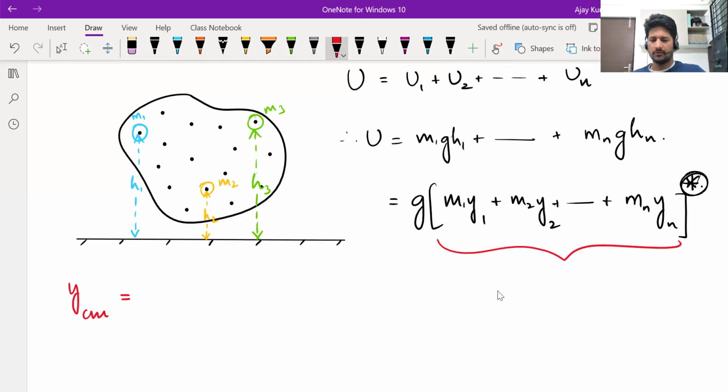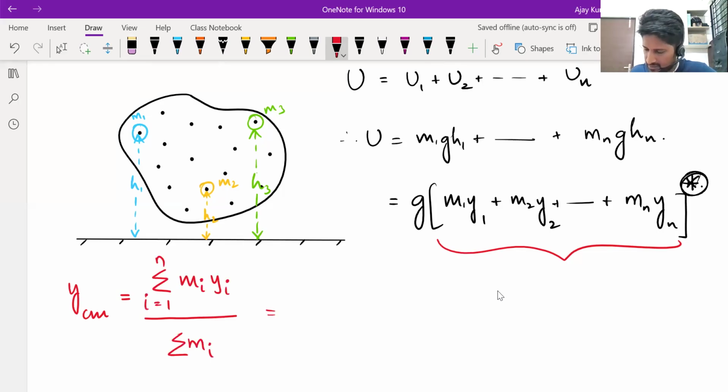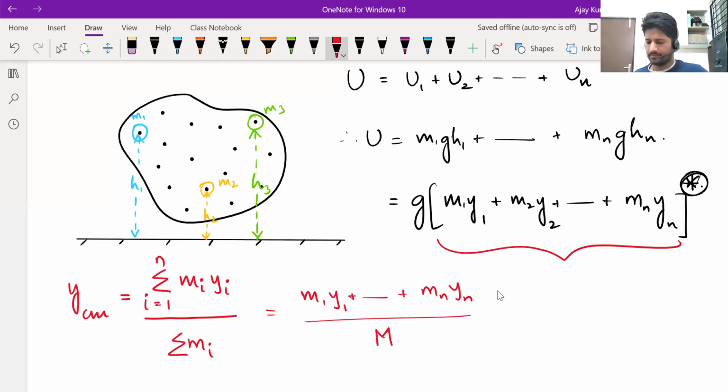Pawan, can you tell the formula for y coordinate of center of mass? Summation of mi yi, where i varies from 1 to n. You have to include all particles, divided by summation of mi. Correct. Basically, this is nothing but m1 y1 plus m2 y2 so on up to mn yn divided by the total mass of the system.